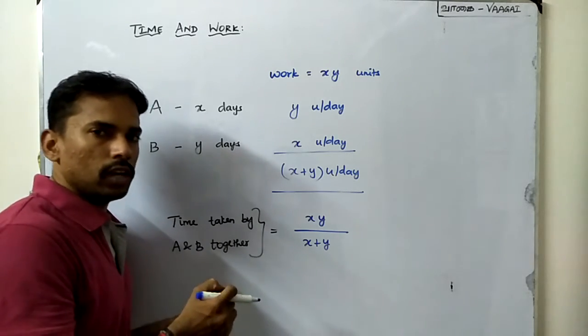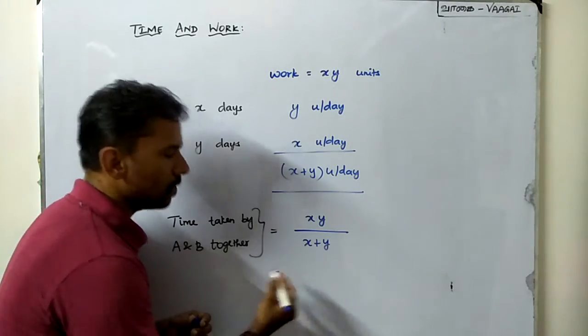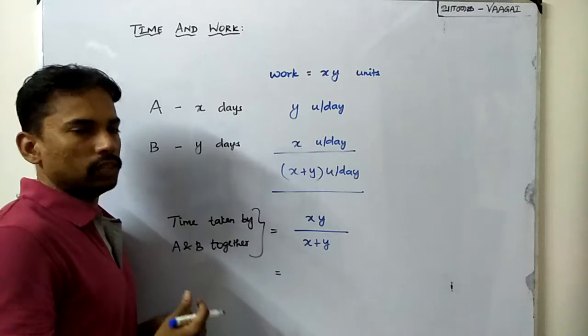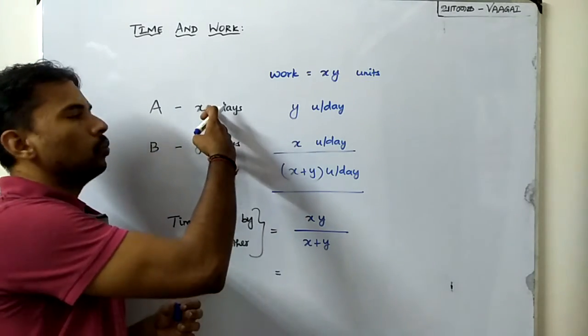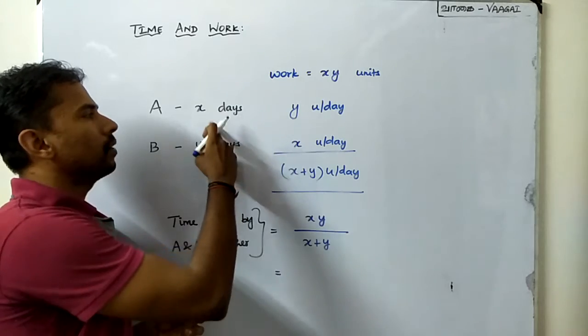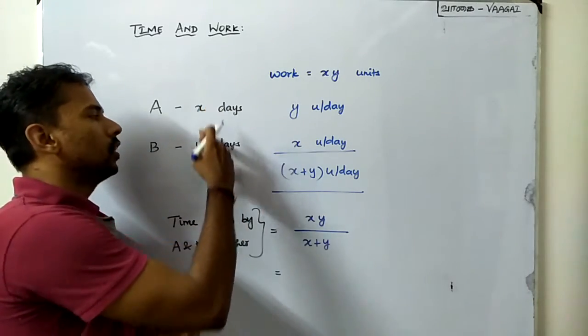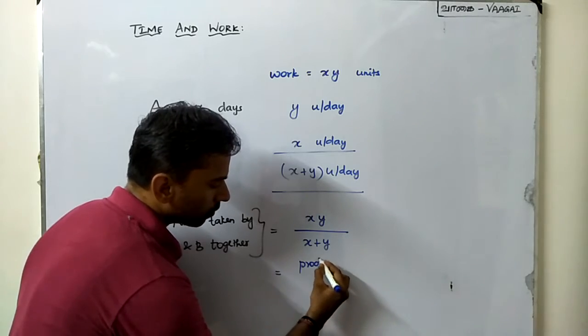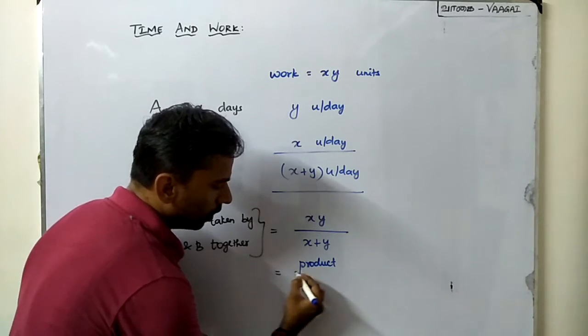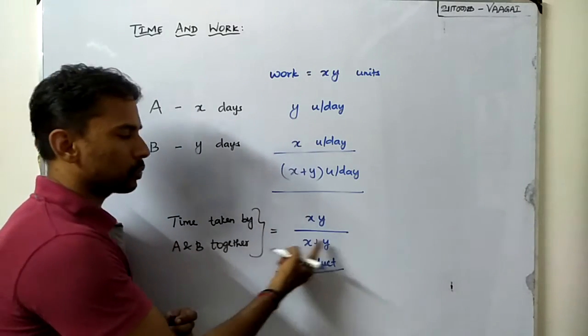If we carefully notice this expression, we will observe that this XY is nothing but the product of the two values, the days taken by them individually. This product X into Y is what we have in the numerator. So product divided by, in the denominator, we have X plus Y.